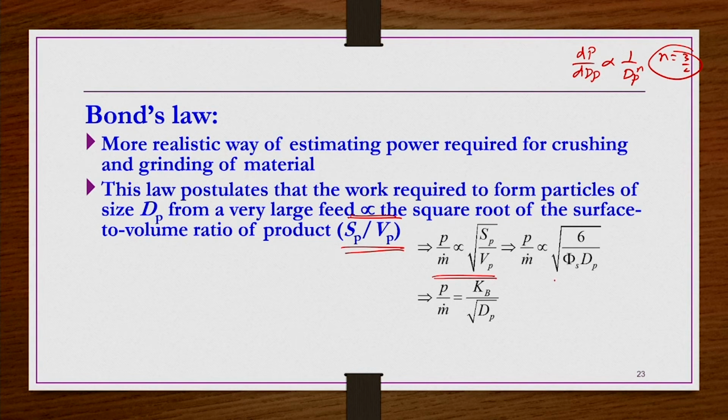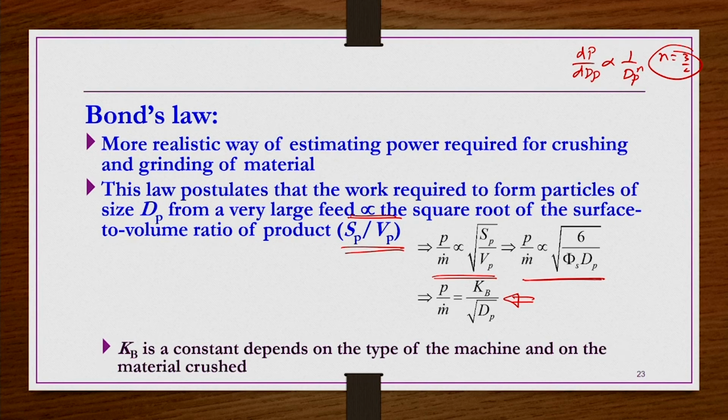And then we have seen previously that Sp by Vp we can write as 6 by phi s dp, where dp is the nominal size of the product. So, if you take out the proportionality and combine the proportionality constant with 6, phi s, etc., you can write this equation as P by m dot equals Kb by square root of dp. Kb is Bond's constant, and it is a function of the type of machine used for reduction as well as the type of material being crushed.